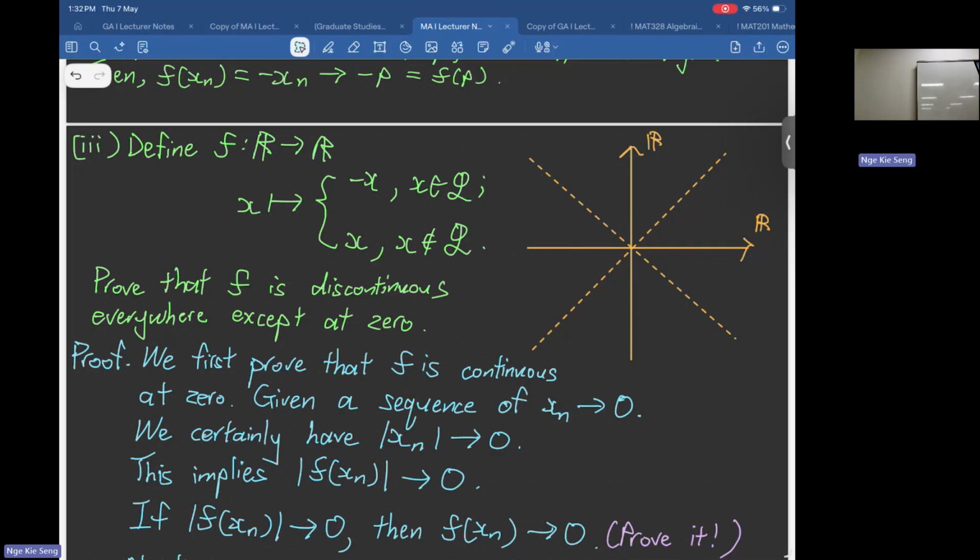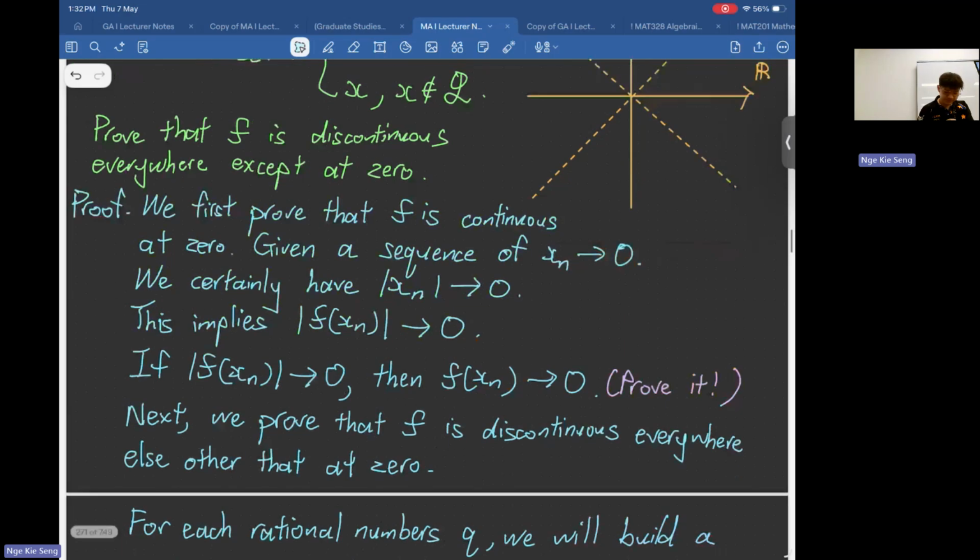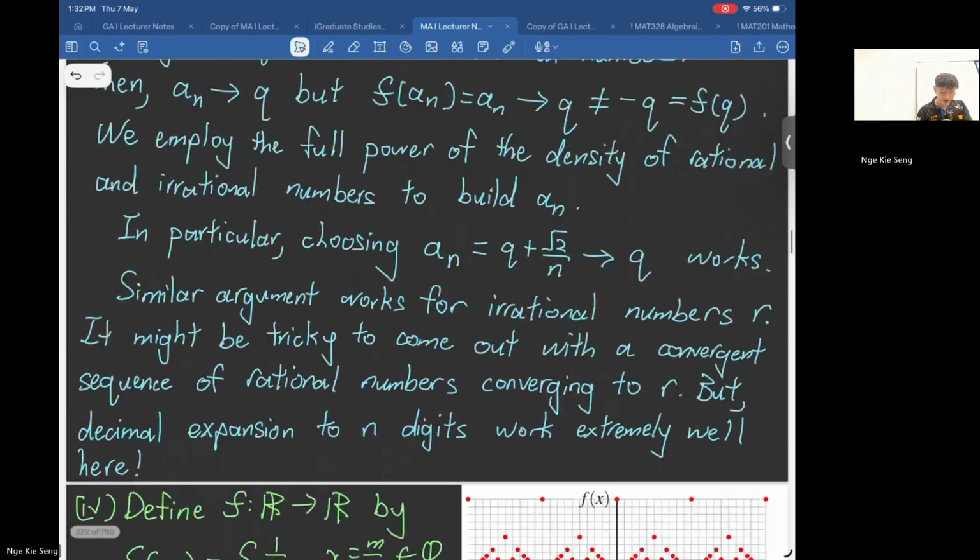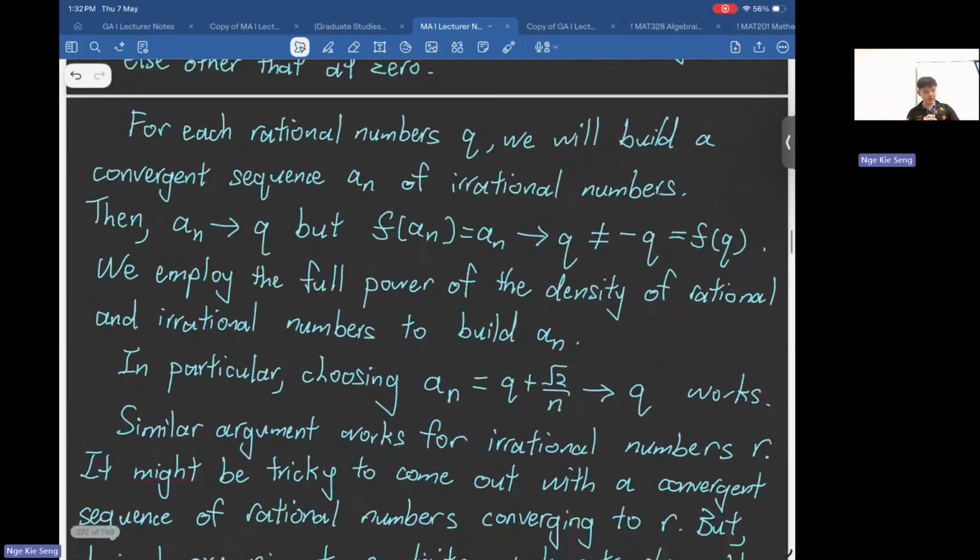So the claim is f is discontinuous everywhere except at 0. At 0 it is still continuous. Does this challenge you about the drawing one? This is just the top, right? You can try to show that it's continuous only at 0. Try and do this, very fun. And try and show that it's not continuous.